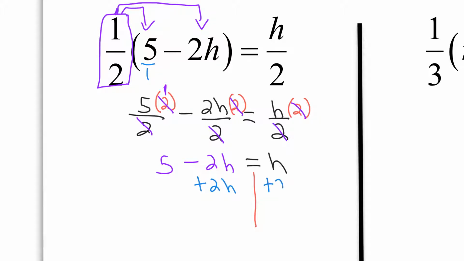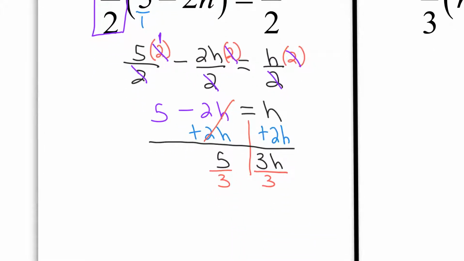And when you guys add 2h, on the left side, well, these 2 cancel. You bring down the 5. On the right side, we have 3h. The next step, you want to isolate the variable. So I want to get rid of the 3. So I'm going to divide by 3 here. Divide by 3. So my answer, notice the fraction right here, 5 over 3.